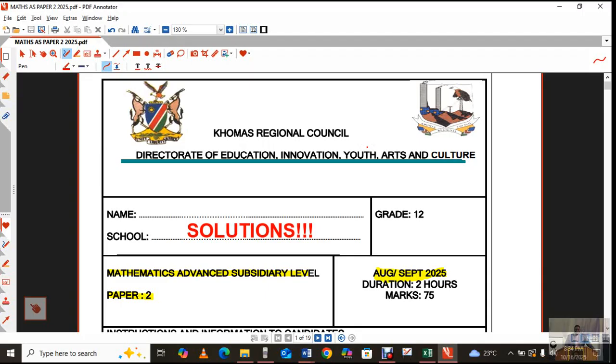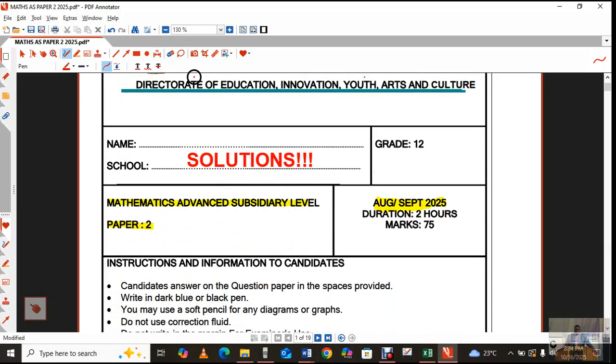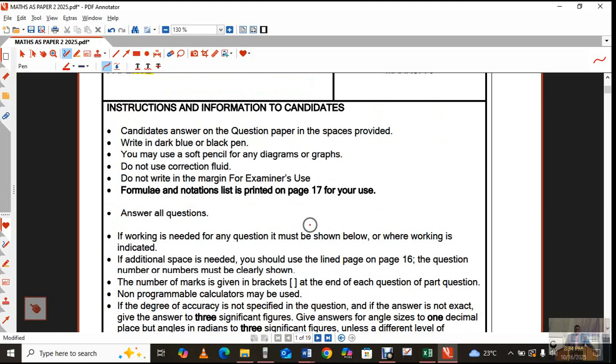So today I am looking at paper 2, the paper that was written by the Khomas region here in Namibia. It's on advanced subsidiary level, and this paper, obviously, it's 75 marks, and it mostly looks at theme 2 within the AS level syllabus, right?